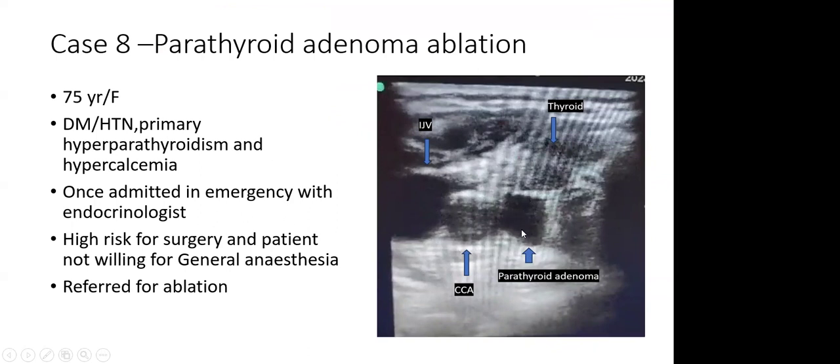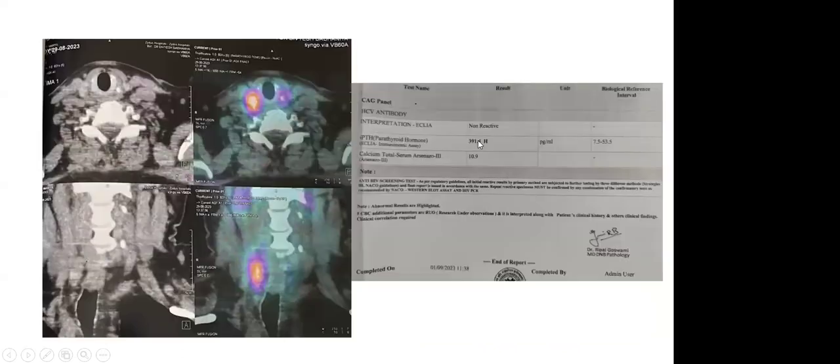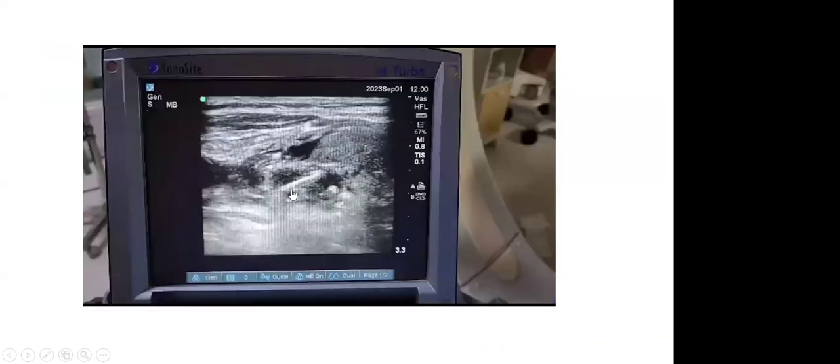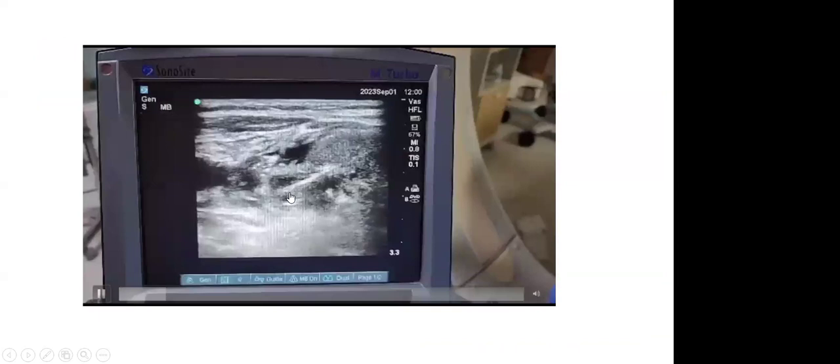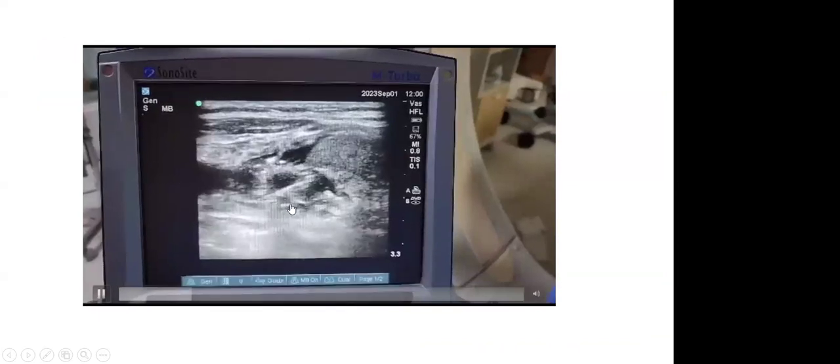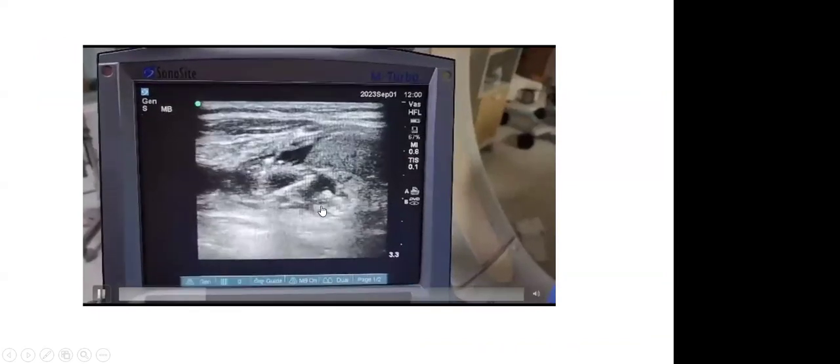Here you can see the parathyroid adenoma is slightly posterior along the thyroid capsule and just adjacent to the common carotid artery. We did the confirmation with the scintigraphy scan. Parathyroid hormone was 391.4 before the procedure. First, I went from the thyroid isthmus and targeted the parathyroid adenoma, but I was not able to ablate it completely. So I came again.